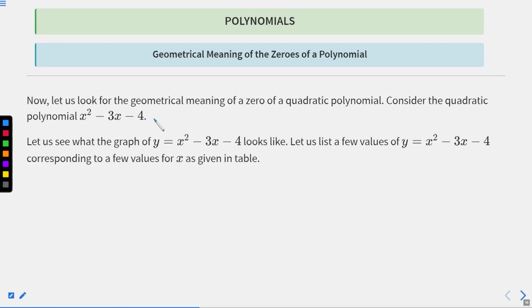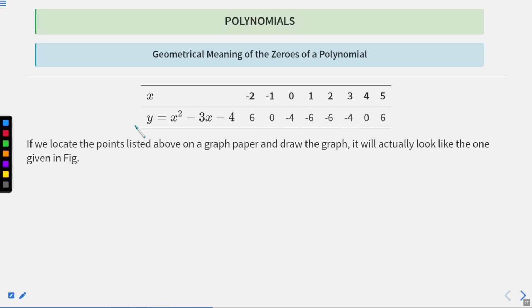Now let us look at the geometrical meaning of a zero of a quadratic polynomial. Here we consider the quadratic polynomial x squared minus 3x minus 4. Let us see what the graph of y is equal to x squared minus 3x minus 4 looks like. Let us list a few values of y corresponding to a few values of x, as given in the table. When we take x is equal to -2, we get the value of y is equal to 6. And when x is equal to -1, the corresponding value of y is equal to 0.